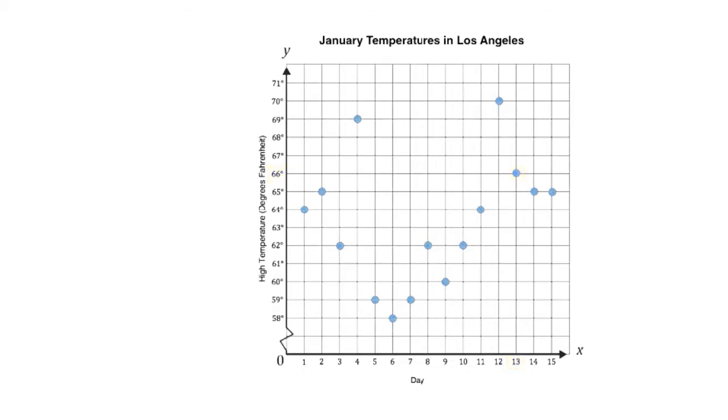What was the highest temperature recorded? Looking at the grid, a quick way to determine the highest temperature would be to find the highest or tallest vertical point. The highest temperature recorded was 70 degrees Fahrenheit.